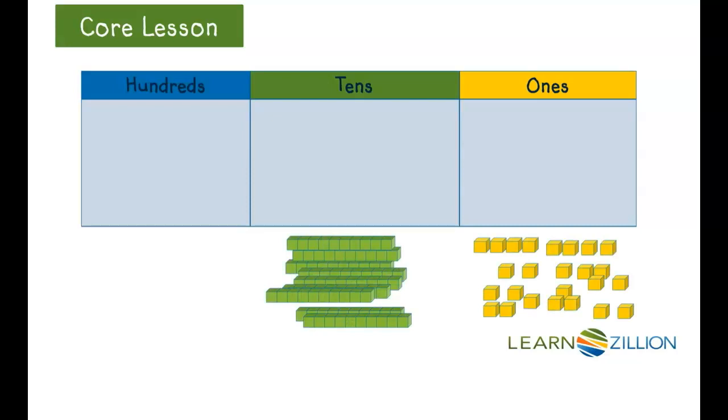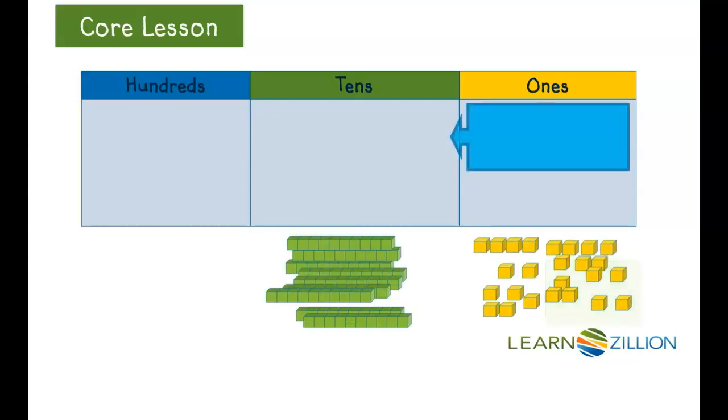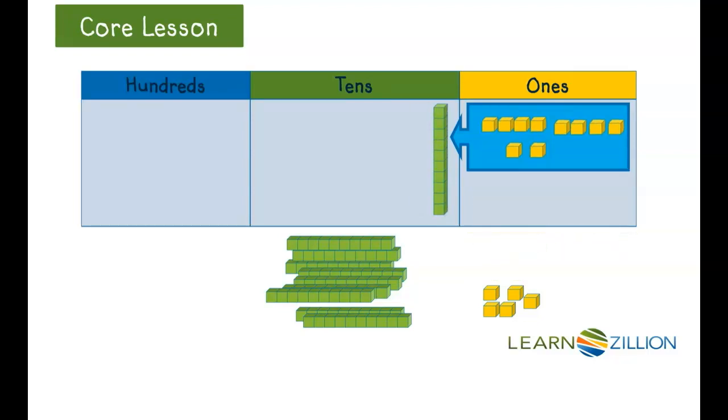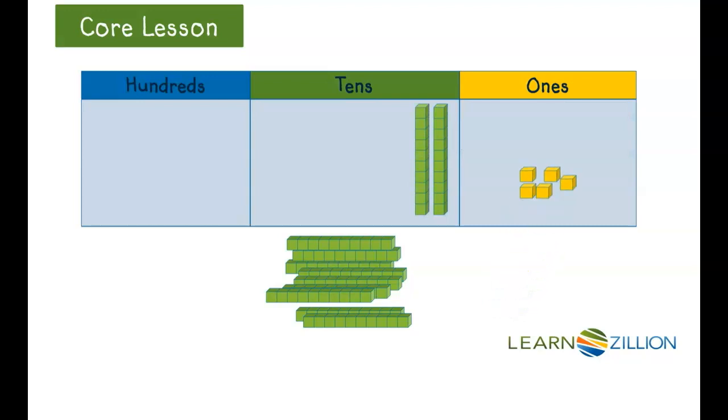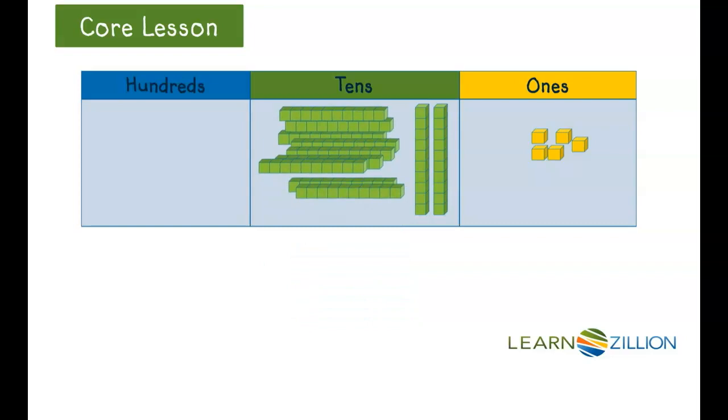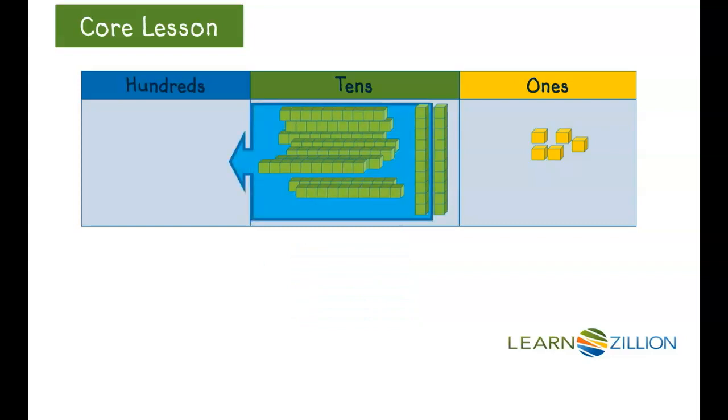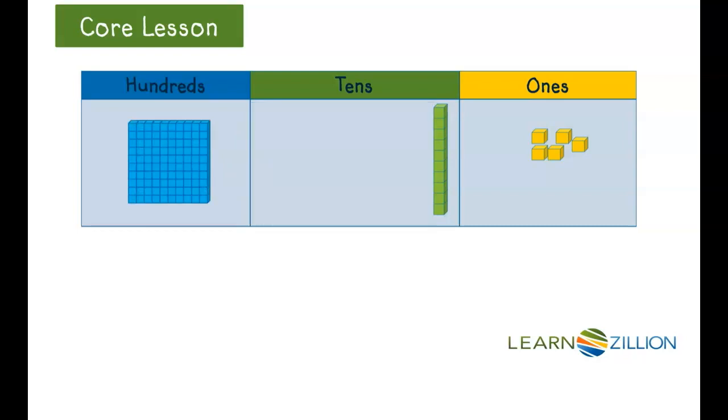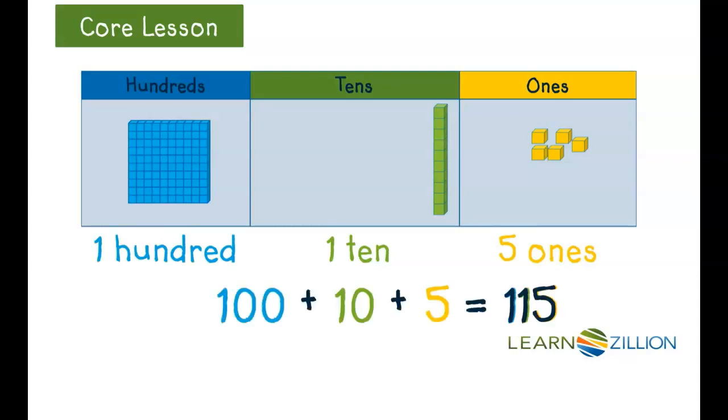Now let's try with some more. Again, I'm going to start with my ones, grouping every 10 ones to trade in for a 10 stick. And I'm left with 5 singles. I'll move over. And when I move my 10 sticks over, I see that I have enough 10s so that I can trade 10 tens for a 100 block. So I have 5 ones, 1 ten, and 1 hundred block. That gives me a total of 115.